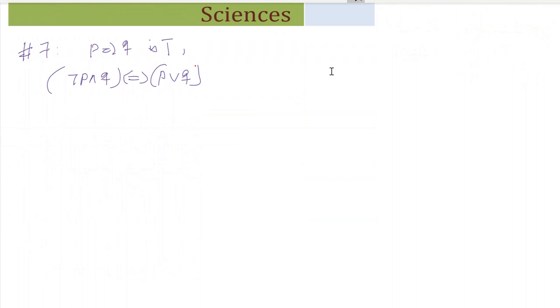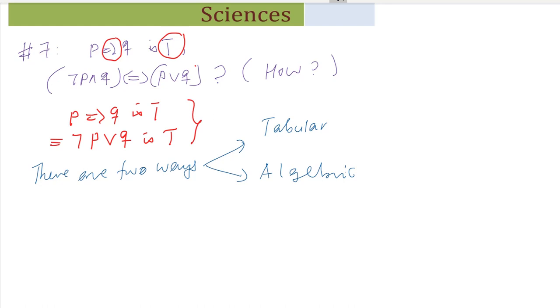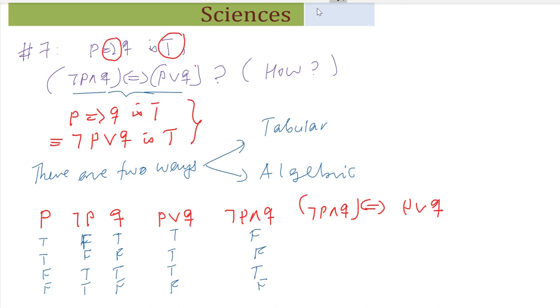Let's try. P implies Q is true means there are three possibilities, from the rule of implication. It is given that P implies Q is true. It is equivalent to negation of P or Q. So if you consider drawing a table to determine the truth value of this compound proposition, let's draw a table. There are four alternatives here. Finally, the negation of P and Q, the third column and the fourth column.